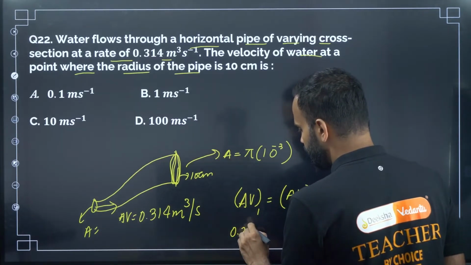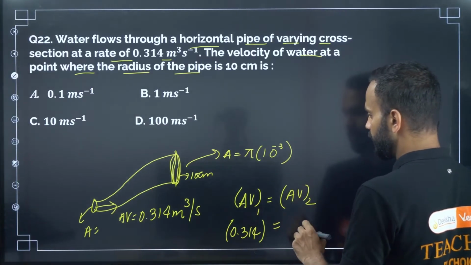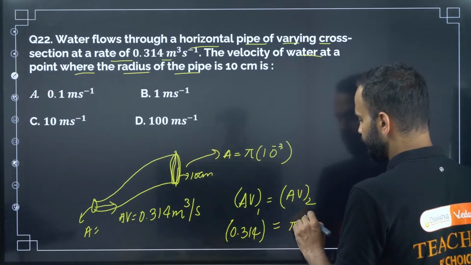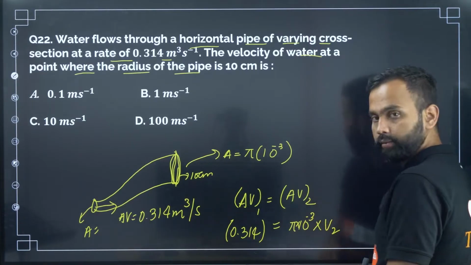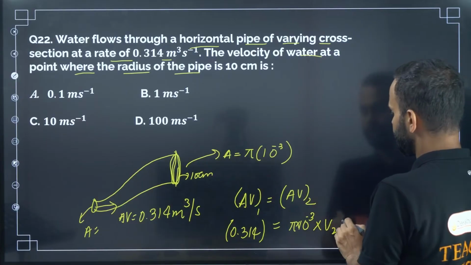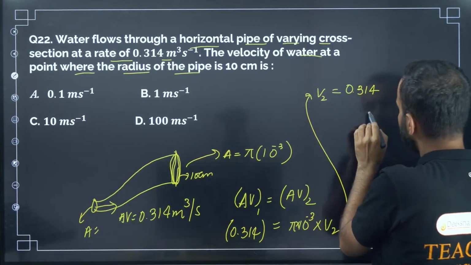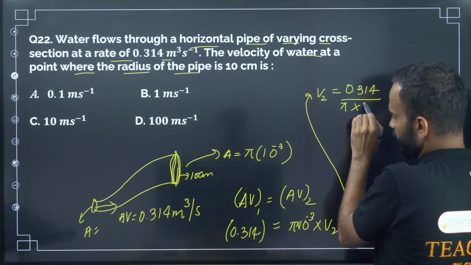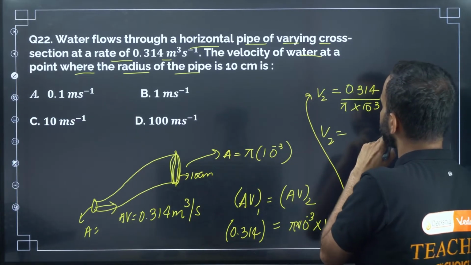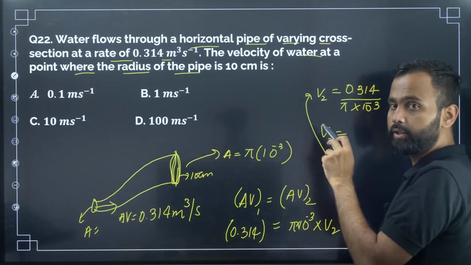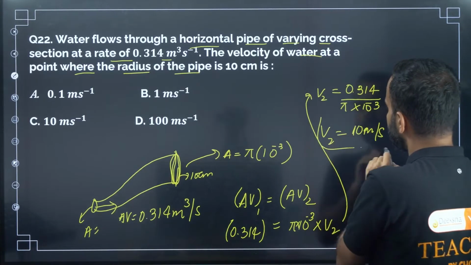So AV1 is 0.314 meter cube per second, which is equal to AV2. AV2 is pi into 10 to the power minus 3 into V2. Now we need to find V2. So V2 is equal to 0.314 divided by pi into 10 to the power minus 3. Here pi into 10 to the power minus 3 will be 0.00314, so this will be 10 meter per second.